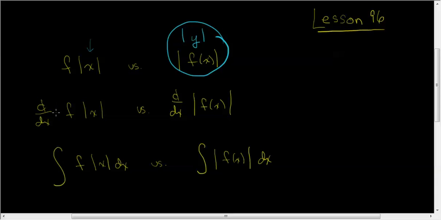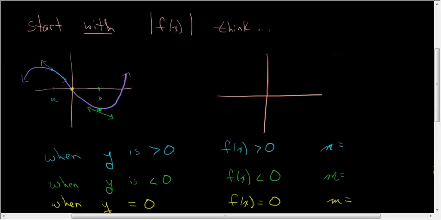Okay? And so we're going to be talking about the difference between f of the absolute value of x and the absolute value of f of x as far as the derivatives of those, of what I call the absolute value of x, and this one I call the absolute value of y, versus the integral of those, again, the absolute value of x versus the absolute value of y. Alright, so first of all, I'm going to start with the absolute value of f of x. Again, I think of this as the absolute value of y.